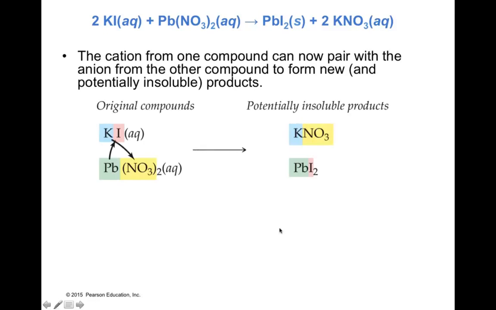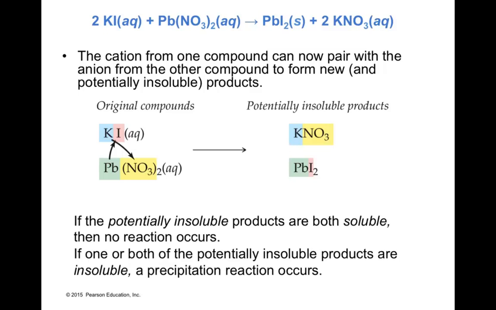So that means that these are the original compounds, potassium iodide and lead nitrate. So we can combine this cation with this anion, okay, that will be this one, and also this cation with this anion, that could be the other possible product. These are potentially insoluble products. So we need to look at the table and see if they are both soluble or insoluble. So if the potentially insoluble products are both soluble, then no reaction occurs. If one or both of the potentially insoluble products are insoluble, a precipitation reaction occurs.